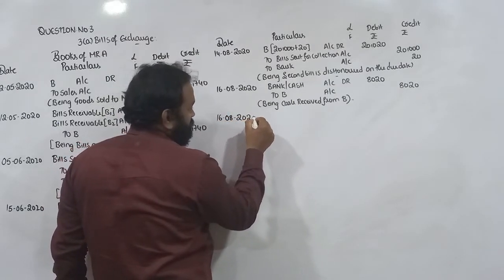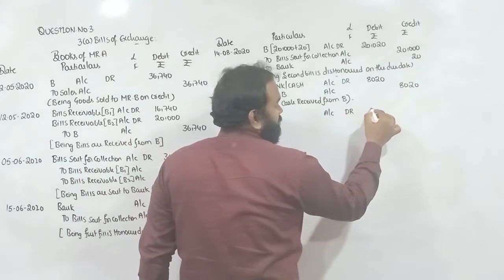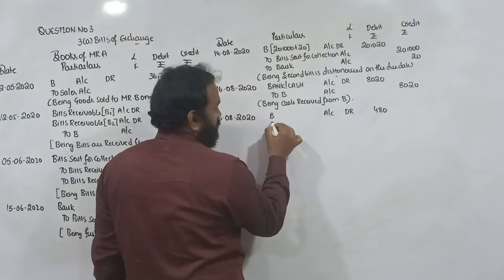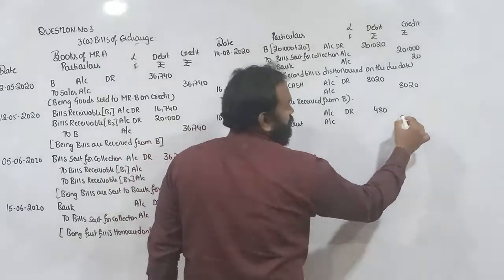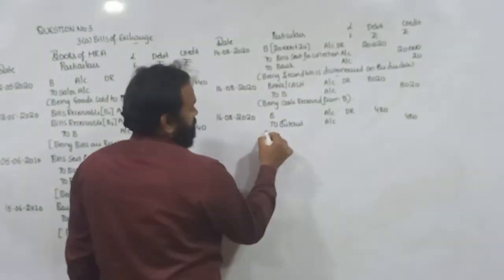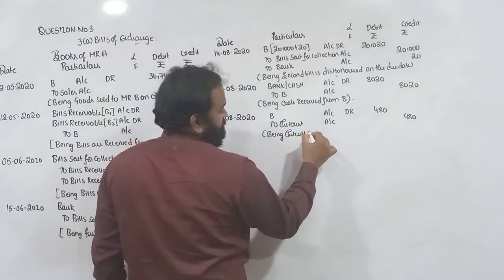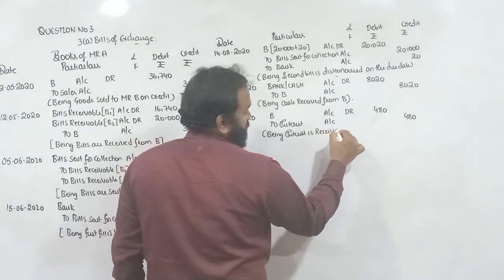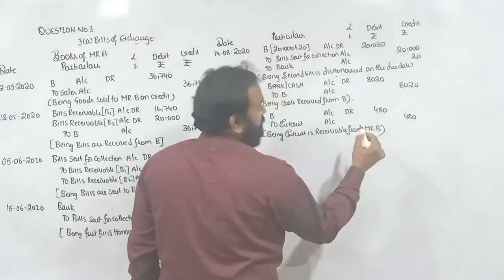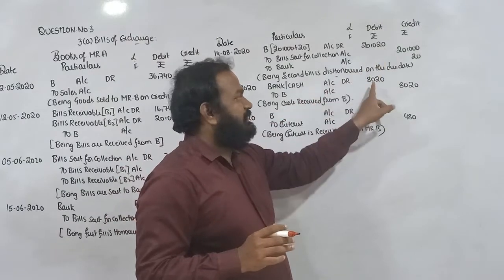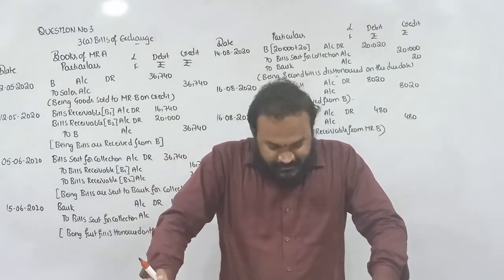16th August 2020. The journal entry is B account debtor 480 to interest account 480, being interest is receivable from Mr. B. Now 20,080 minus 8,020 is 12,000, plus 480. B is the final debtor for 12,480.